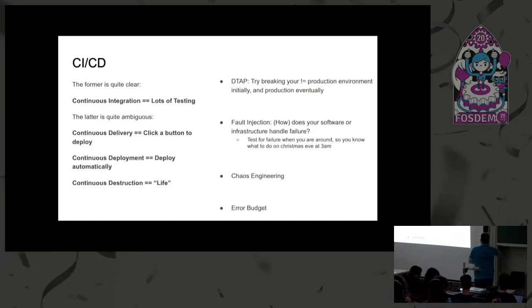CI/CD, quite an interesting one. I've seen too many CI/CD pipelines where CI is relatively easy. We do a bunch of tests and everything's fine. The CD part of CI/CD can fail in 723 spectacular ways. And that's rounded down by a lot.